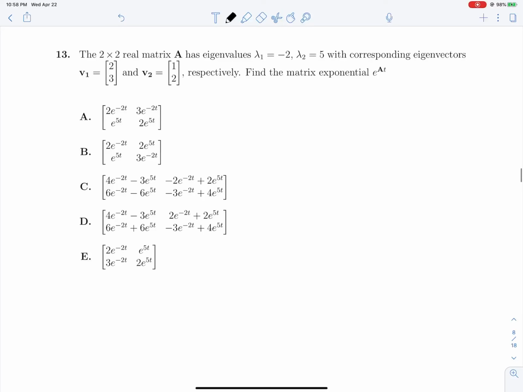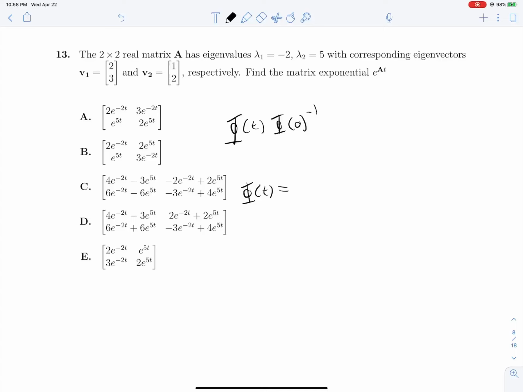13, we have a 2 by 2 real matrix with these eigenvalues and corresponding eigenvectors. Let's find the matrix exponential. So if we can find our fundamental matrix phi of t, our matrix exponential is going to be phi of t times phi at 0 inverse. So let's compute these. We know that the fundamental matrix phi of t, I kind of really like writing that phi. It's kind of satisfying.